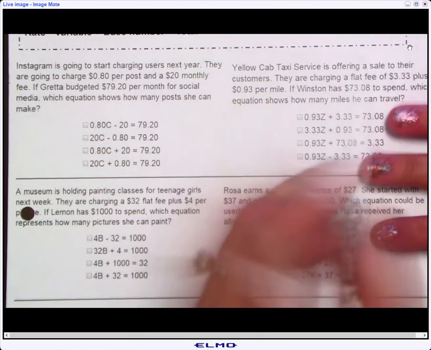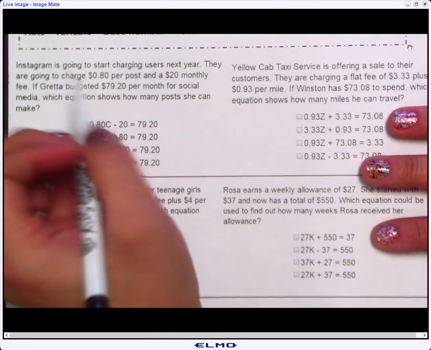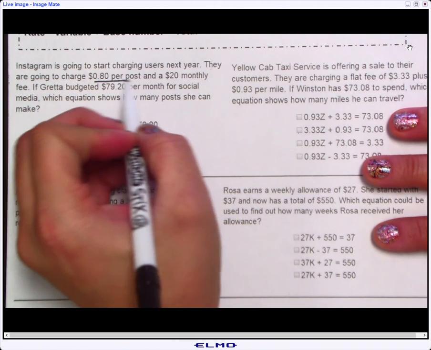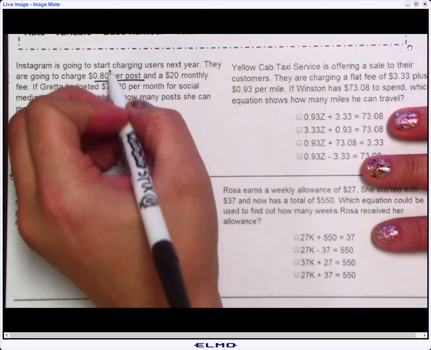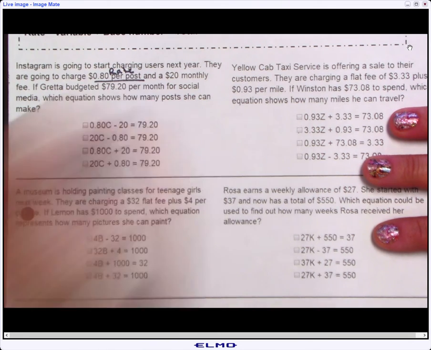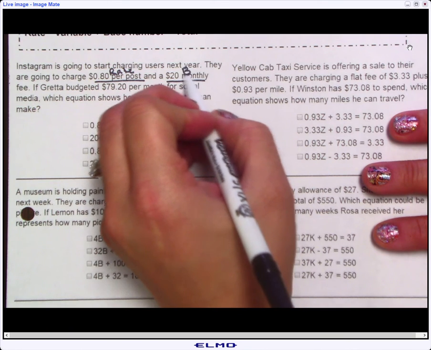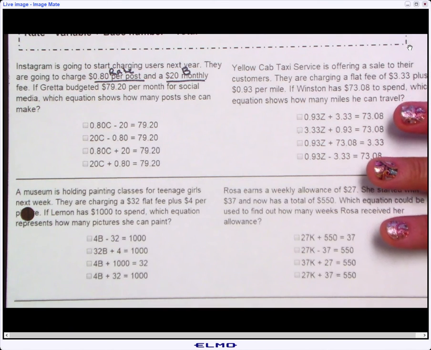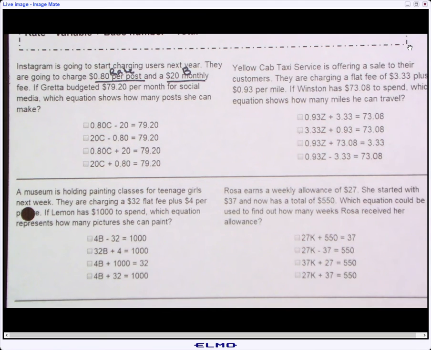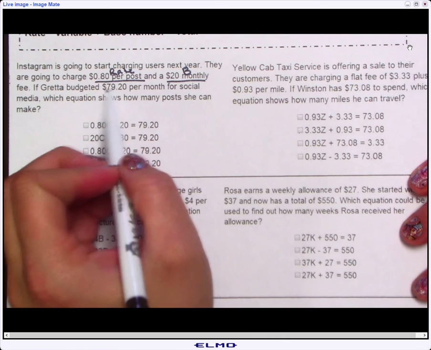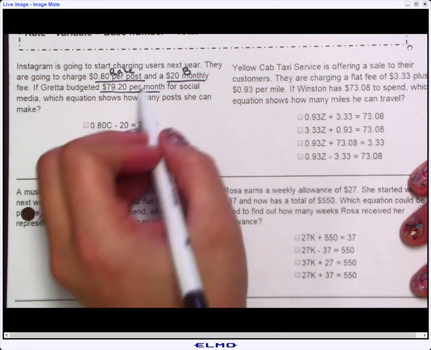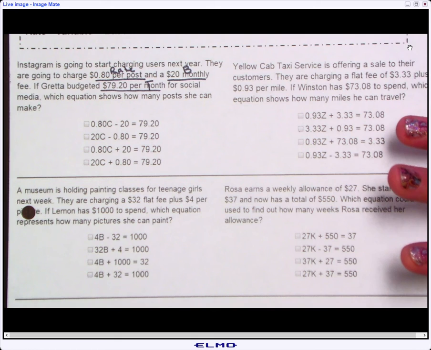All right, well, I'm going to go back through here and look at the numbers. This 80 cents per post, that's my rate. That's how much for each post. The $20 monthly is my base fee. So regardless if I post a million posts or just don't even post at all that month, I'm still going to get charged 20 bucks. And then her total is her budget of the 79.20.